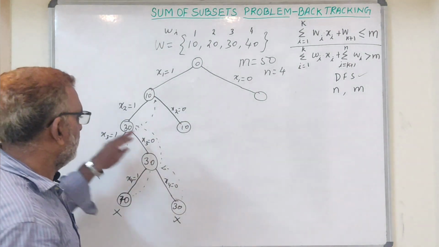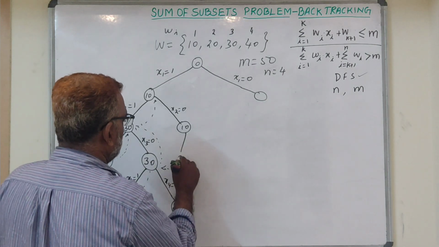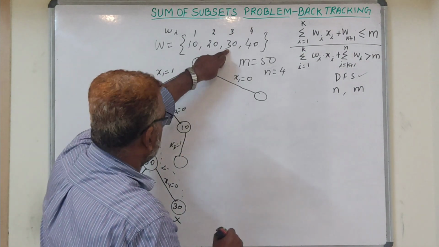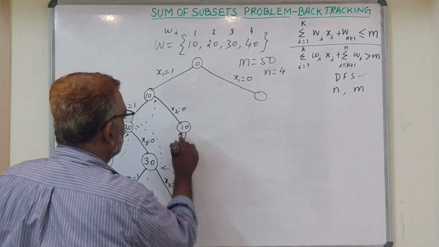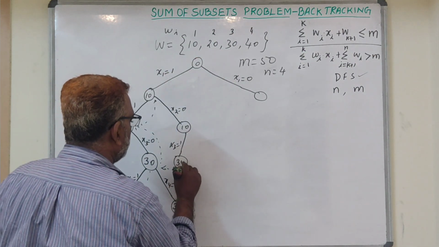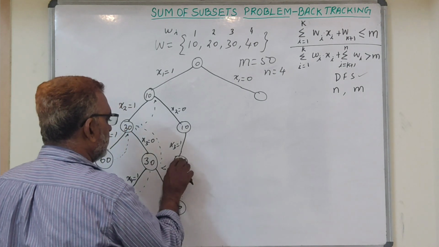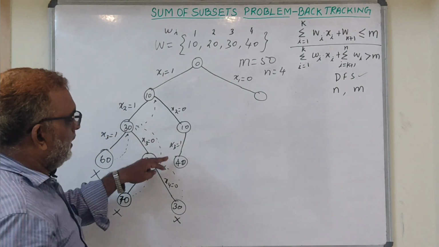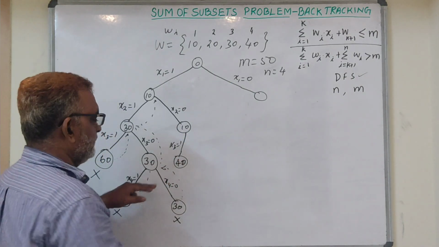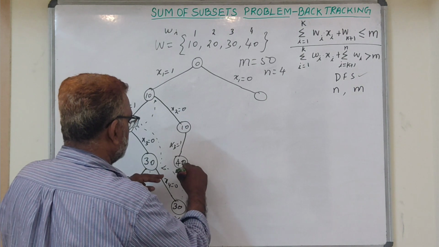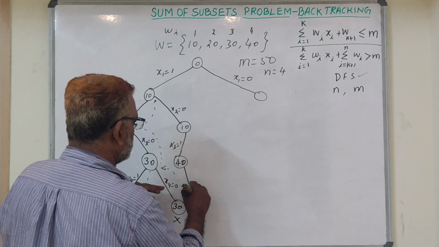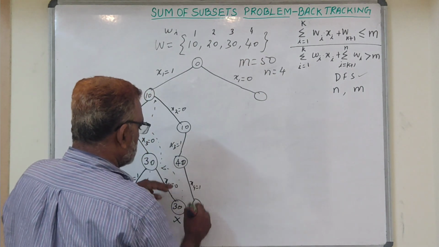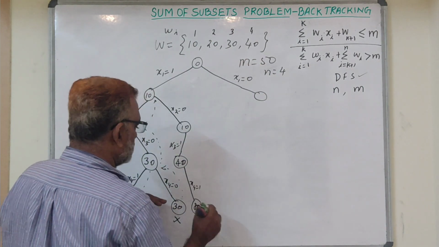Now proceed the graph for x3. The value of x3 is equal to 1. So what is the value of x3? That is 30. 10 plus 30, you will get 40. Again, it is not the result. Now proceed with the x4 value. So x4 is equal to 1. Include the value of x4, that is 40 plus 40, 80. Again, it is not the solution.